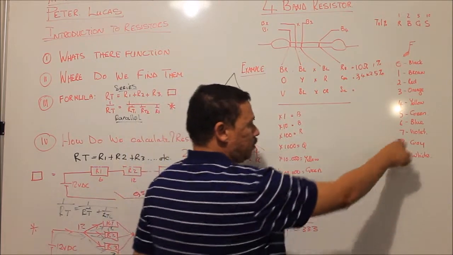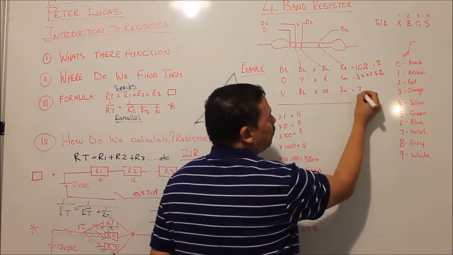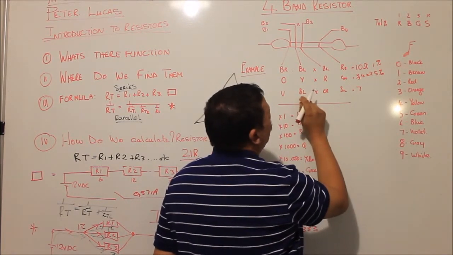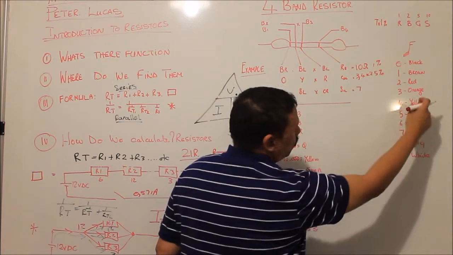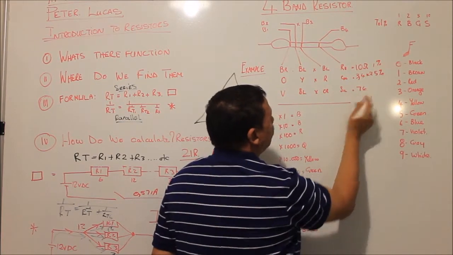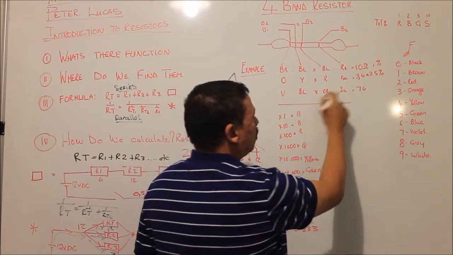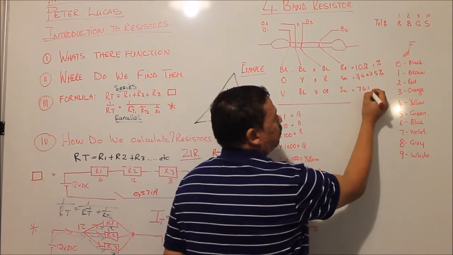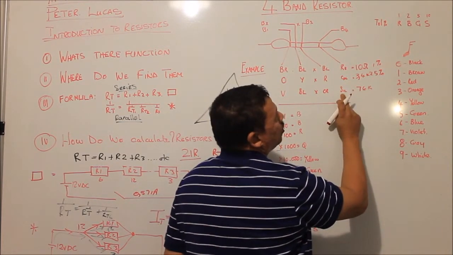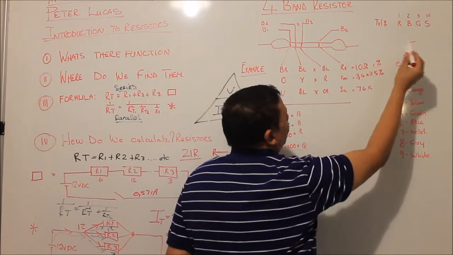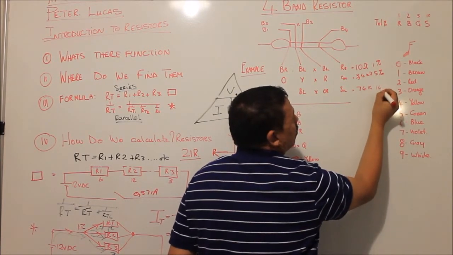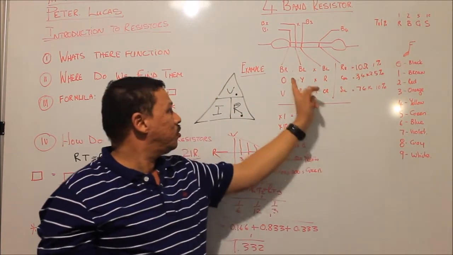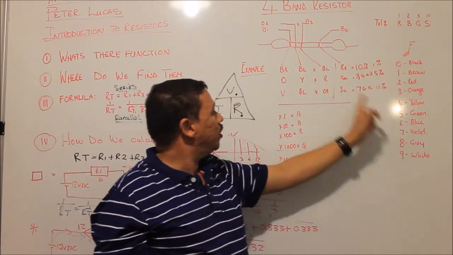V is for violet, which is 7. Oh, sorry, blue. Blue is 6. And orange. Orange is 1000. And you've got silver as your tolerance, and silver is 10%. It is quite easy, as I said, if you follow the formula, you can't go wrong.